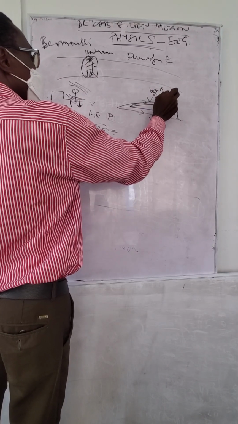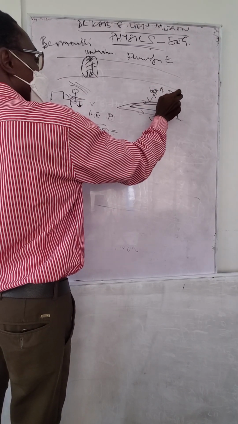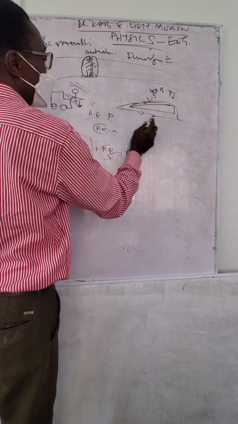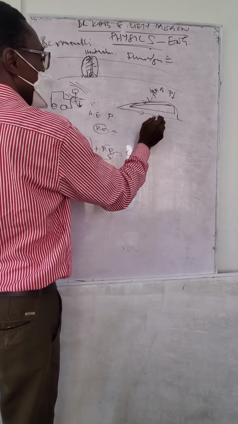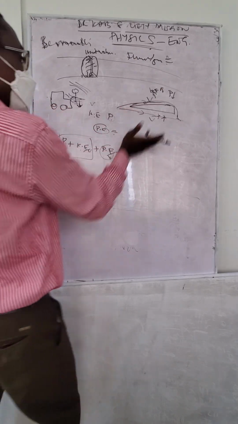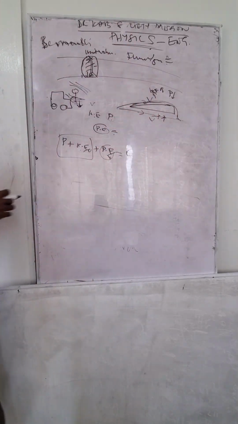If your kinetic energy is high, your pressure must fall, so the pressure here will be lower. Now here is the same velocity throughout, so the pressure here will go up. So pressure here is greater than the pressure on top, and then the aeroplane will be lifted. Okay, it will be lifted.